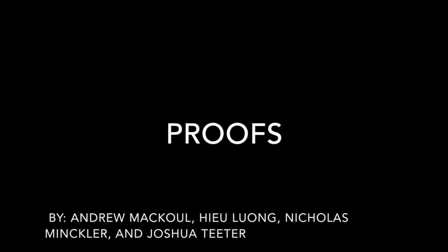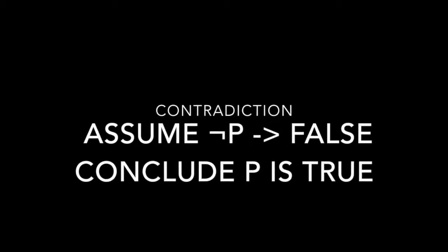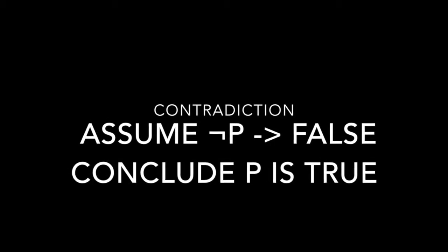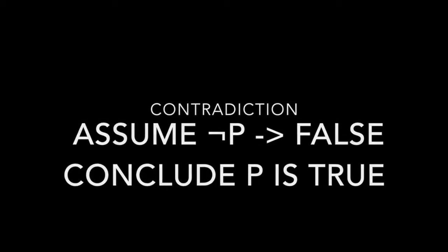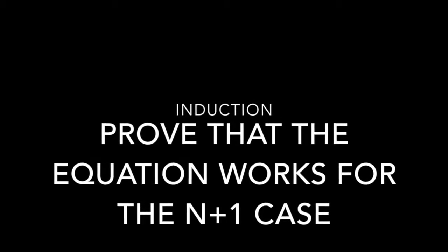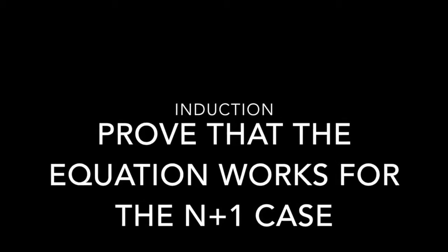This will be yet another video on proofs. The two proofs we will be talking about today are contradiction and induction. Contradiction is that if you assume not P is false, the conclusion must be that P is true. Induction is a proof where you prove the base case n equals 0 works, then you prove that the n plus 1 case works.